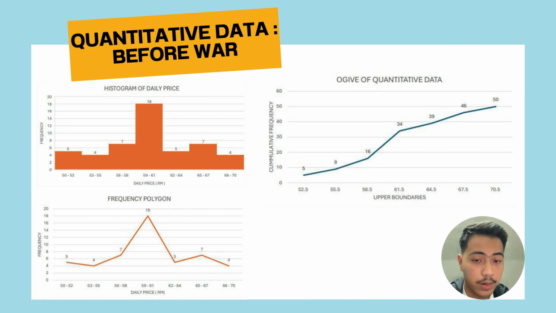For the histogram, it is a bar graph that displays the frequency of different price intervals. Next is the frequency polygon, a graphical representation showing the frequency of each interval connected by straight lines. Lastly, the ogive is a cumulative frequency graph that shows the accumulation of data over the class intervals.